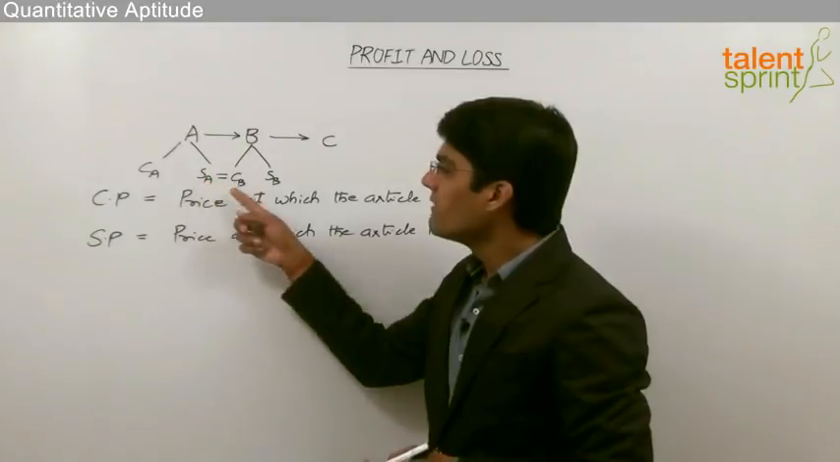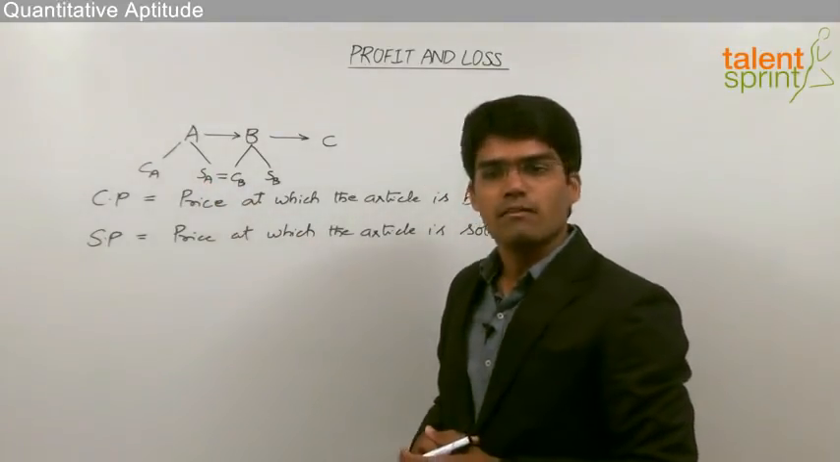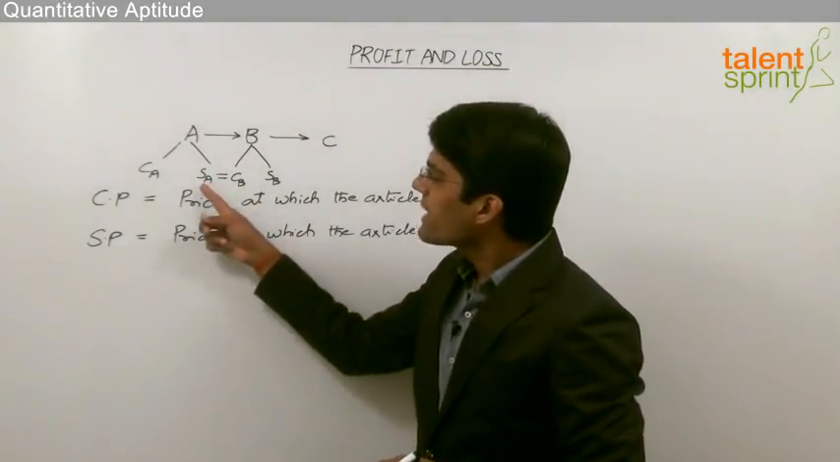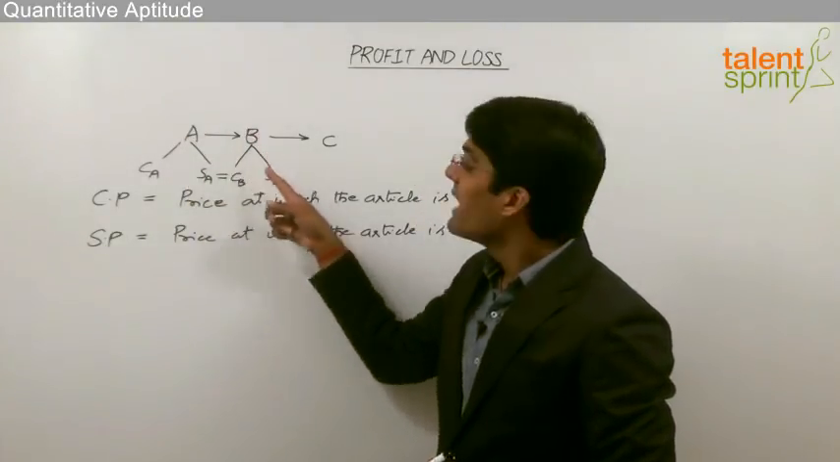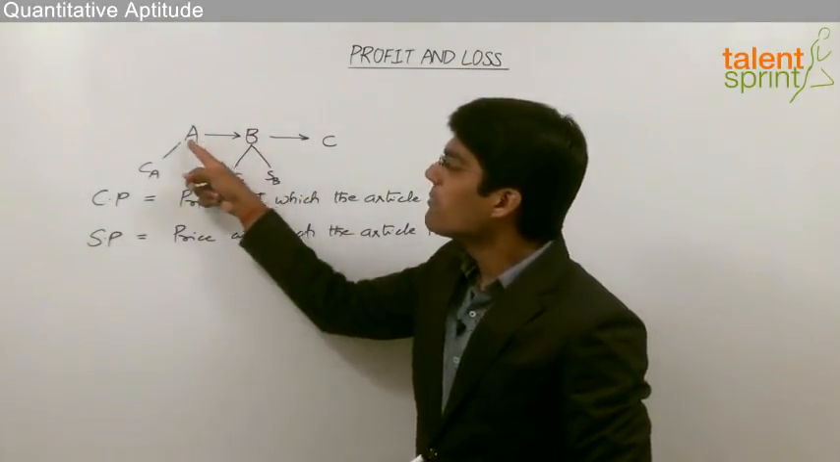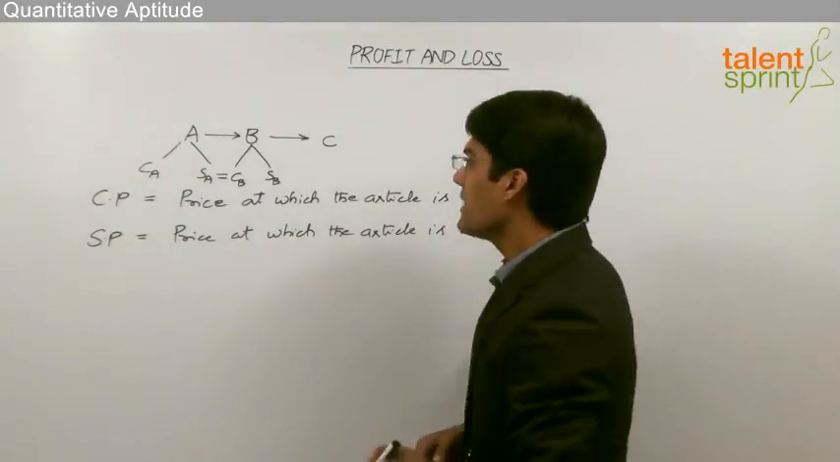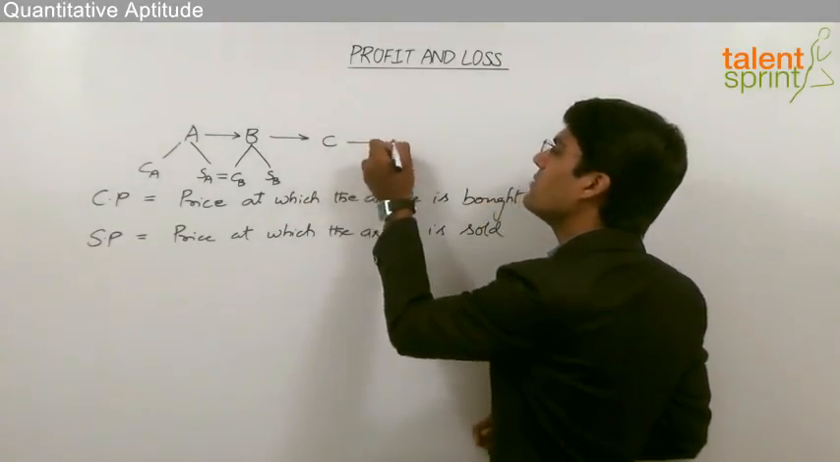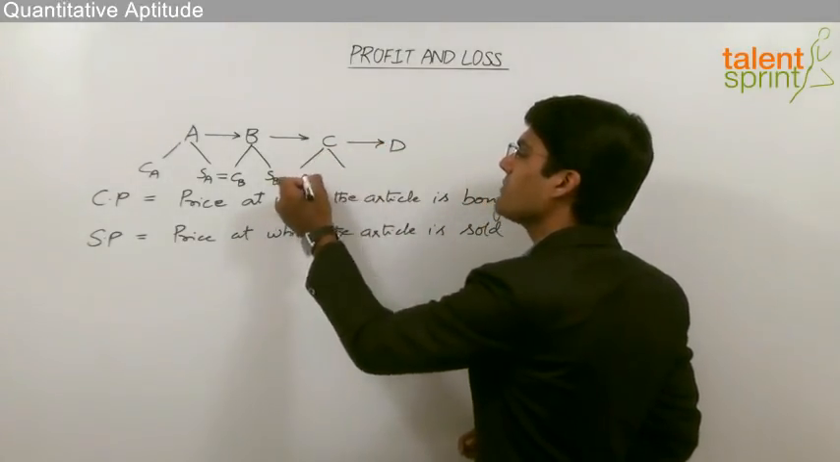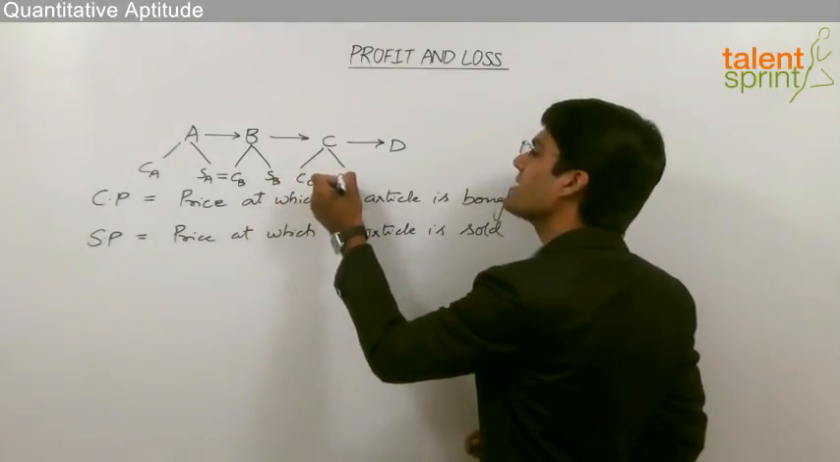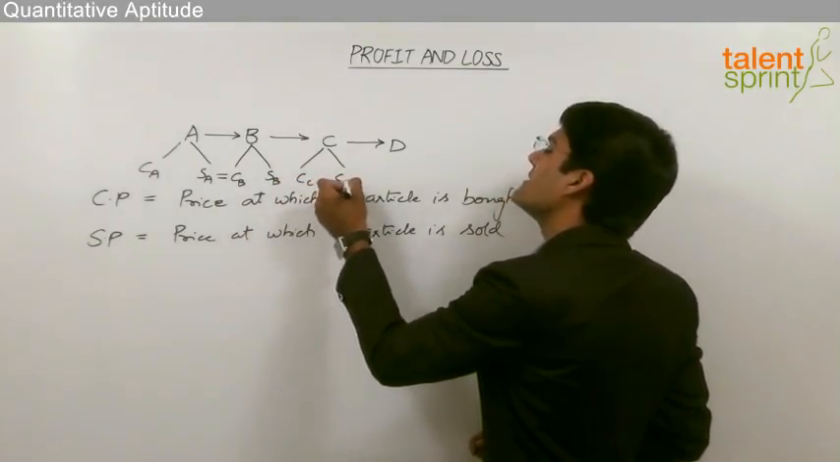Selling price of A will be equal to cost price of B. Why? Because this SA is the price at which A sold the article to B, and CB is the price at which B bought the article from A. Similarly, if C sells this article to D, again C has a selling price and a cost price, which we can take as SC and CC respectively.